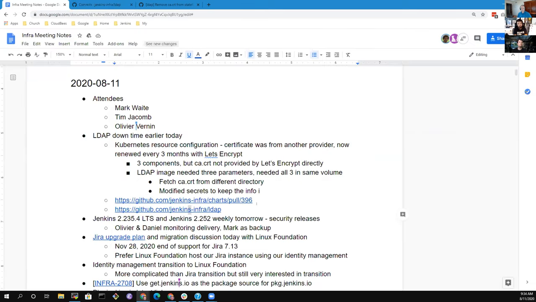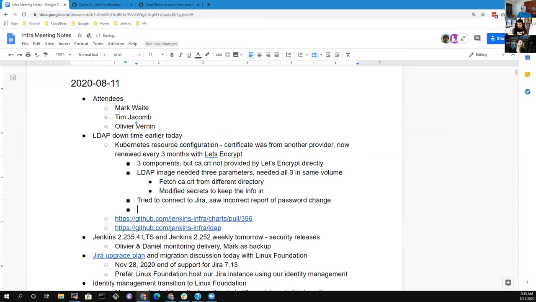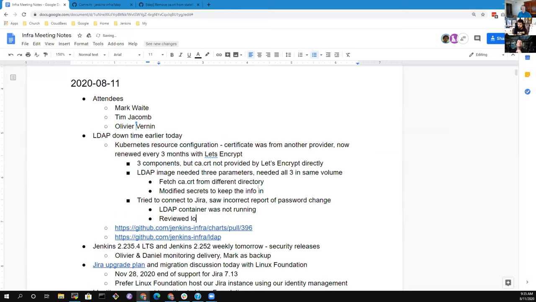The way I found that was quite simple. I tried to connect to one of our services on Jira. Initially, I thought that my password was changed for some reason or compromised, whatever. And then I realized that the LDAP container was not running anymore. So I looked at what happened with the Kubernetes cluster, and in the log, it told me that it tried to read a file that did not exist, obviously, because that file was not generated by Let's Encrypt.